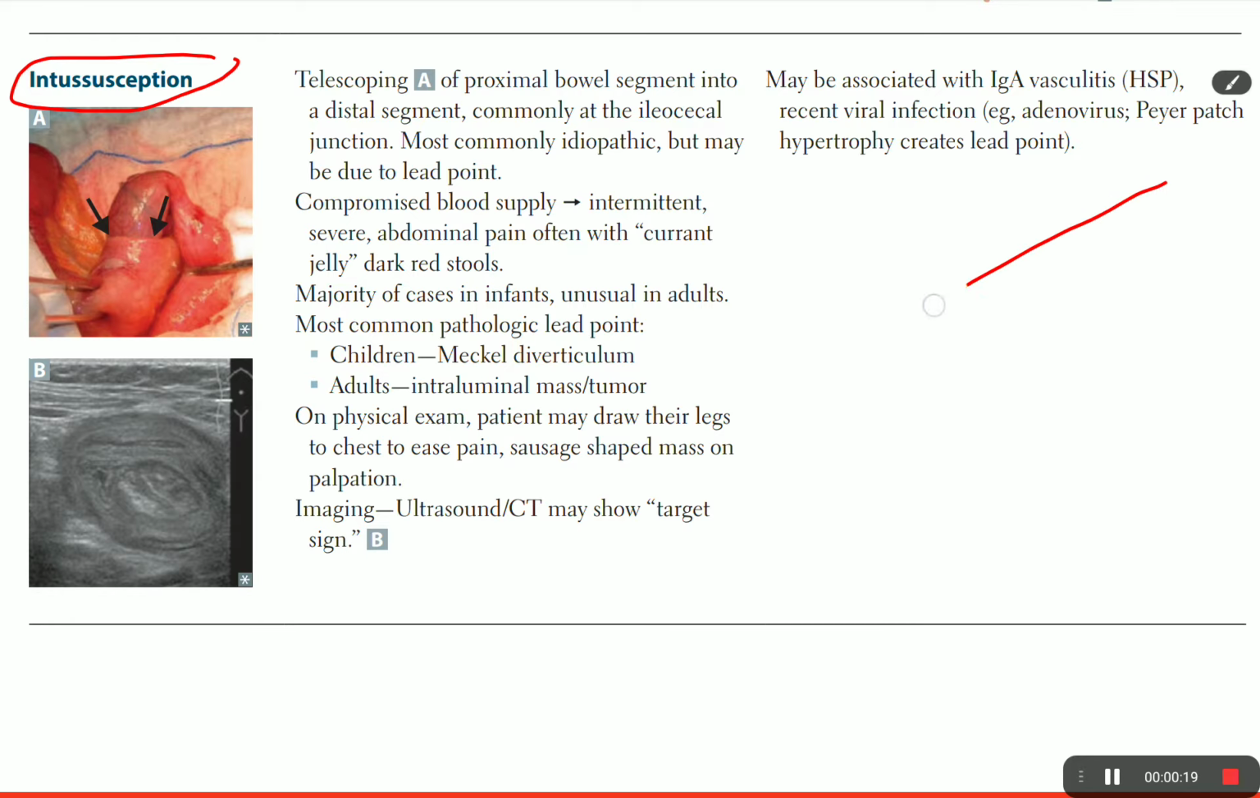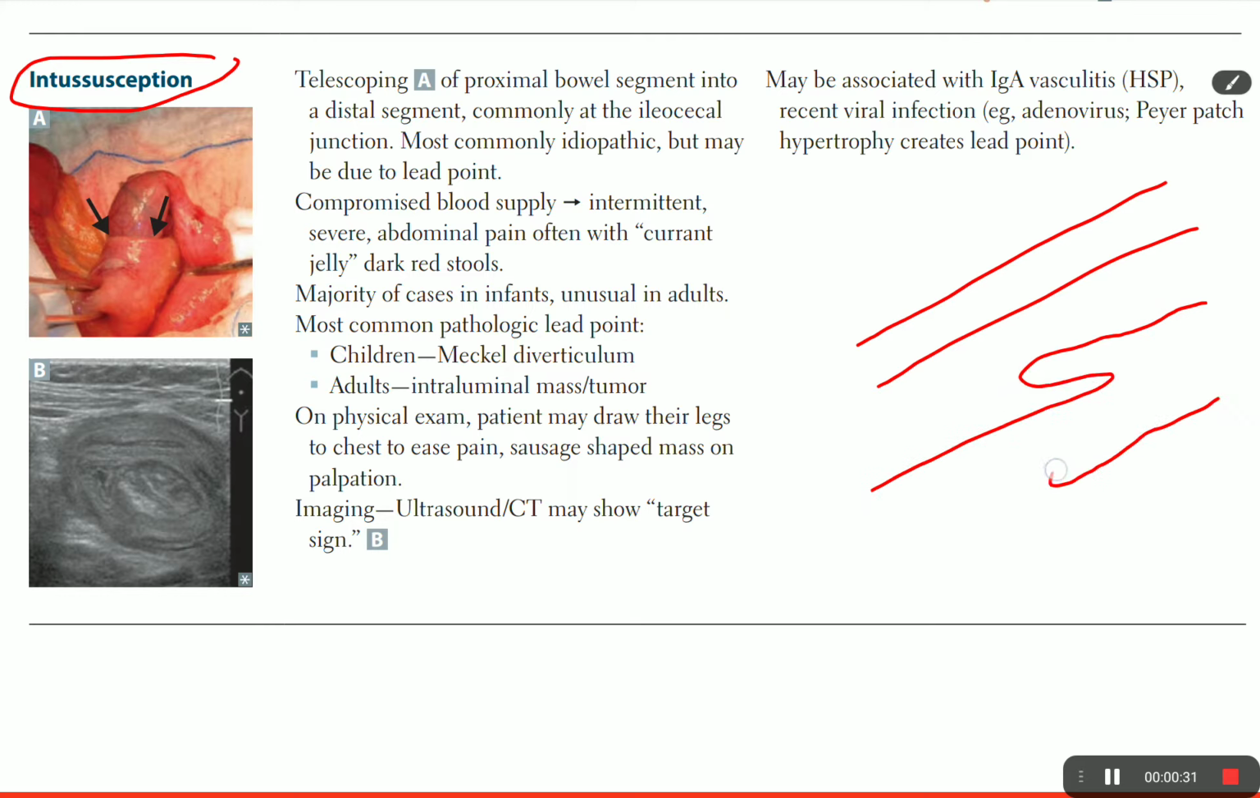So let's imagine this is a GIT tube, and this is a normal GIT tube, and this tube has intussusception here. Let's imagine that this tube here goes inside the tube on the other side. So this is causing intestinal obstruction here. We can see it in this image also. We see this one go inside this one.